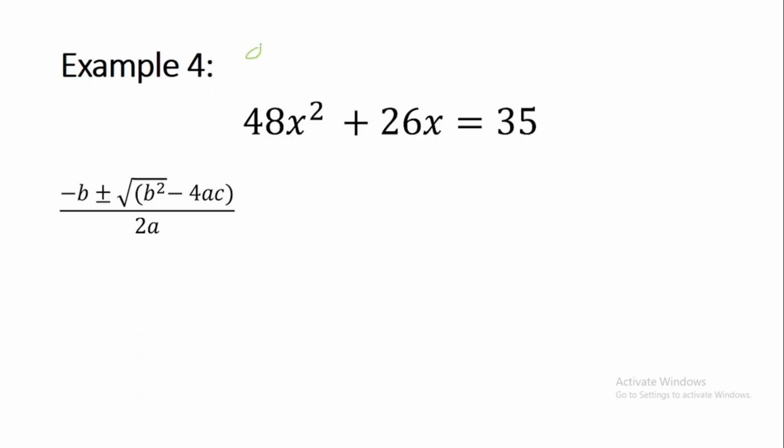So first things first, I have to write it in the form ax squared plus bx plus c is equal to 0. In this case, my a is going to be equal to 48. My b is going to be equal to 26. But if you realize right here, it's not equal to 0, and it should be equal to 0. So I need to remove my 35 that's right there.